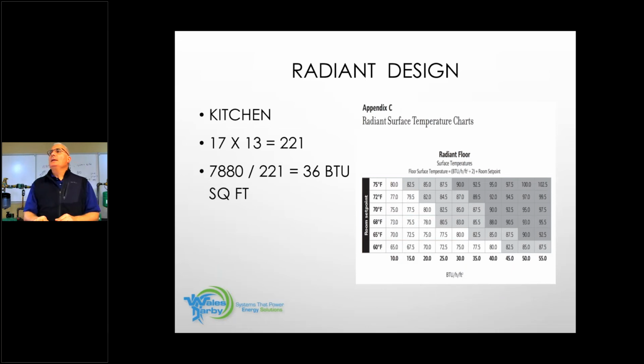We're in good shape. So in that kitchen, if I was going to do radiant, how do I figure out the radiant? Well, first we've got to do the heat loss, and we already did that. It's 7,880 BTUs. But I need to know my BTUs per square foot, because that'll affect the water temperature that I need to put in, and it'll also affect the surface temperature of the floor.